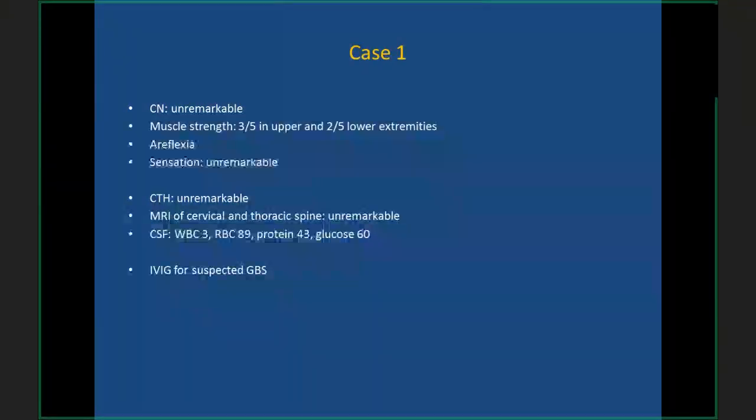The patient had some other workup, including a CT of the head, which was unremarkable. The patient had an MRI of the cervical and thoracic spine, which was also unremarkable. The patient even had a lumbar puncture, and the CSF study showed WBC 3, RBC 89, protein borderline at 43, glucose 60. So basically, it's unremarkable except for the borderline protein. So we decided to treat the patient with IVIG for the working diagnosis of GBS, Guillain-Barre syndrome.